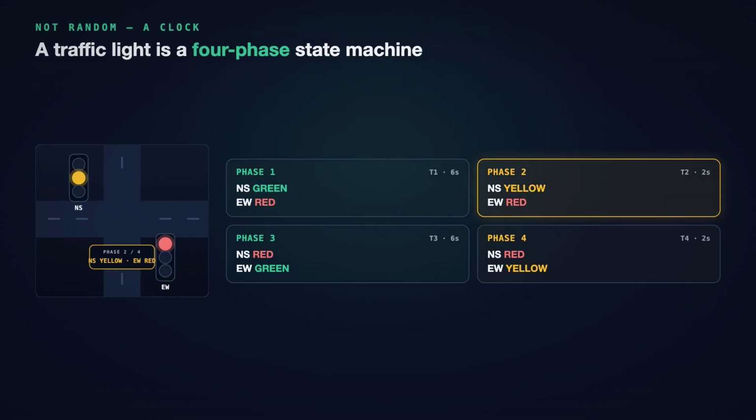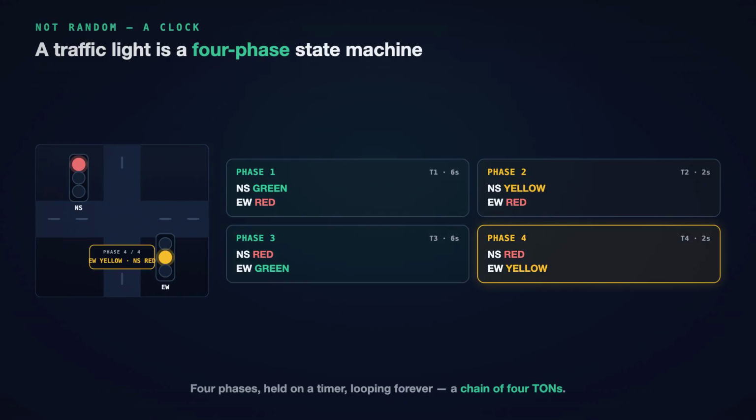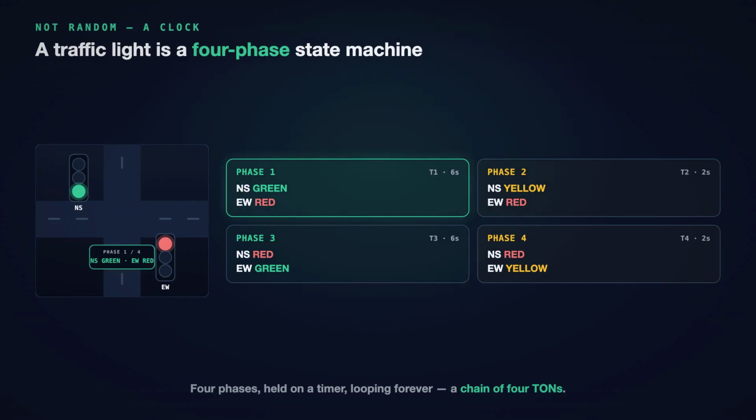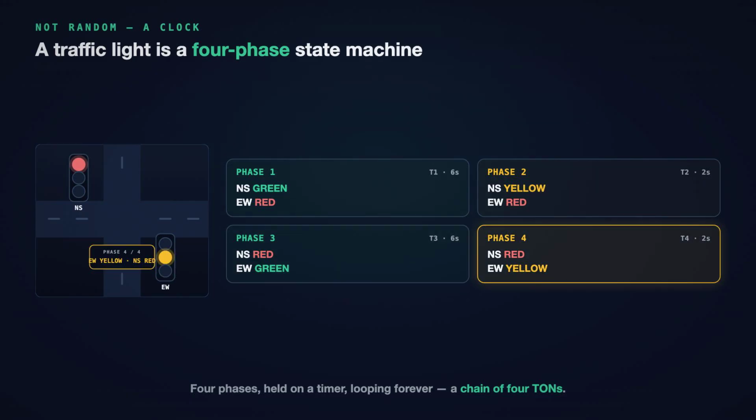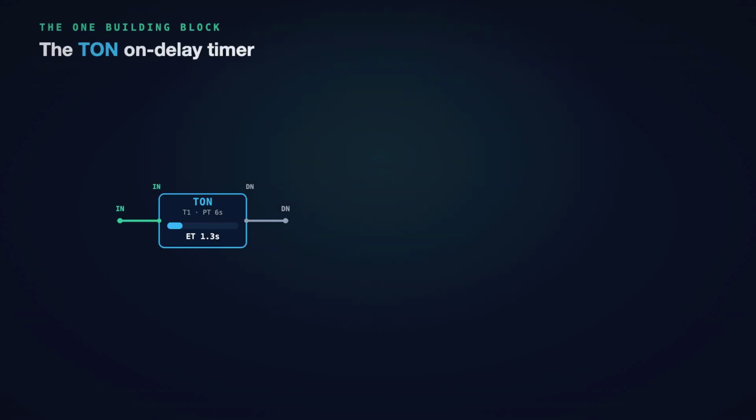4 phases, each one held for a fixed length of time, then handed off to the next. And the tool that measures a fixed length of time in ladder logic is the on-delay timer, the TON. This whole program is really just a chain of 4 timers passing a baton. So before we wire anything, meet the one building block that runs the show, the TON, the on-delay timer.